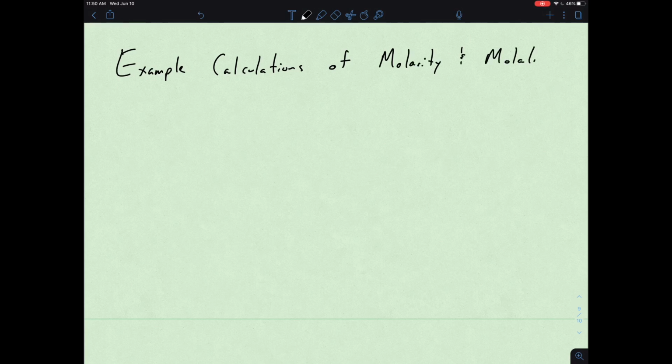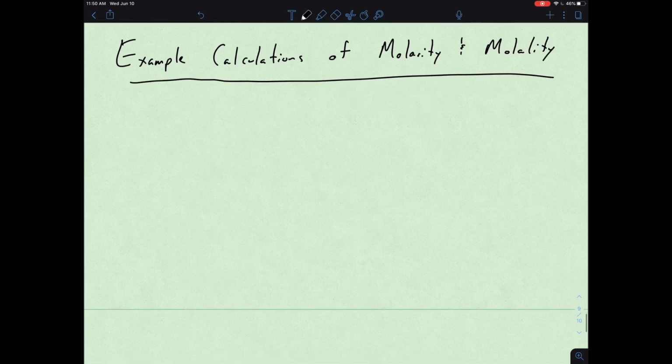So now let's get into some example calculations of molarity and molality. We already introduced the units, but we haven't done an example in calculating them. So here we go.